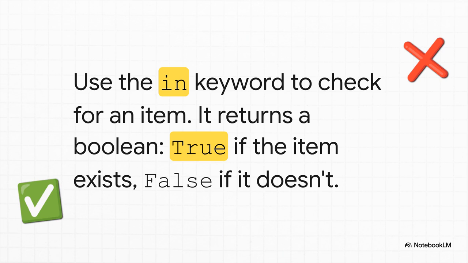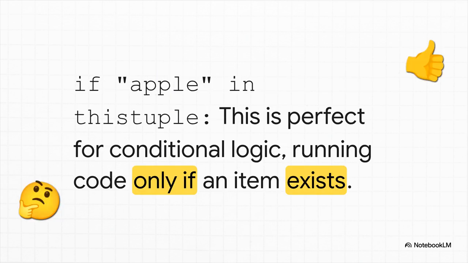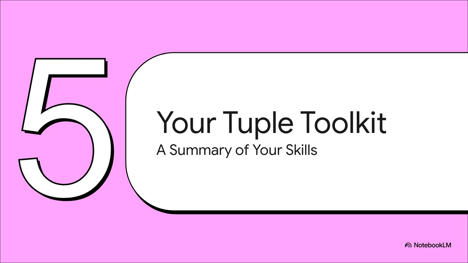The solution is actually beautiful and simple. You just use the keyword in. You literally ask Python, hey, is this item in this tuple? And it'll give you a straight answer, true or false. No more guessing, no more errors. And this is where it becomes a real game changer. By putting that in keyword inside an if statement, you can make your code do things only if an item is actually there. This lets you build much smarter, safer programs that don't crash just because some data is missing. It's an absolute must-know.